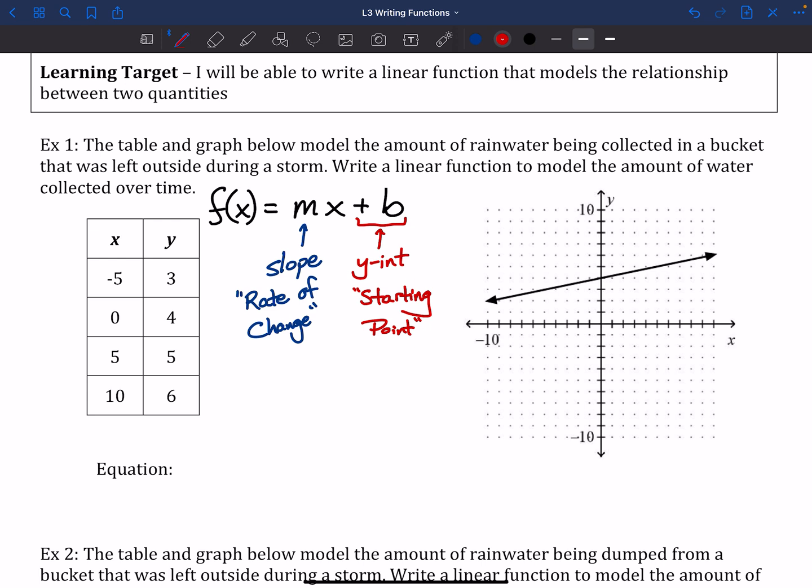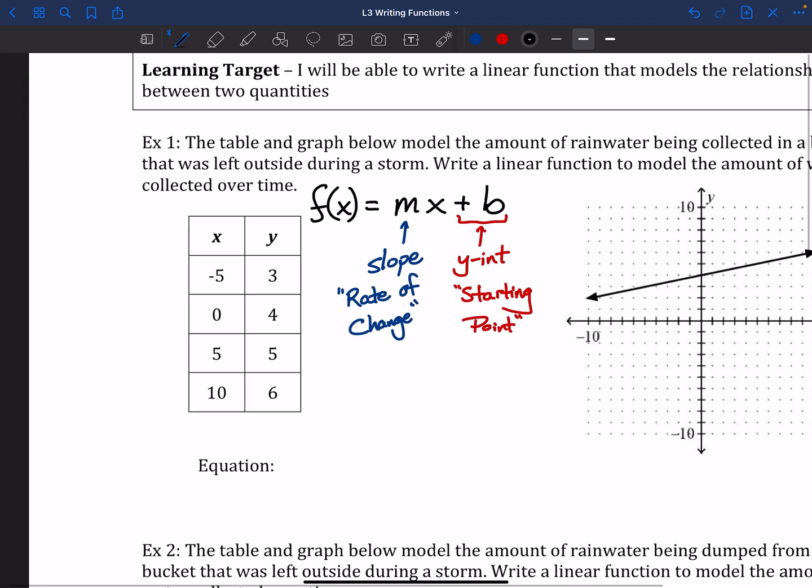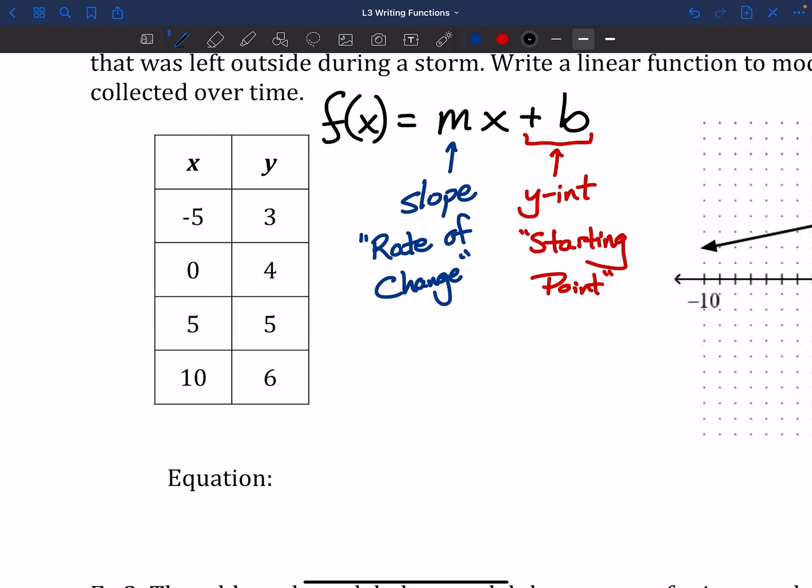If we think about the rate of change and starting point, that's going to make things a little bit easier for us. We're still going to connect that to the graph and the table of values. So let's take a look at the table of values first. I'm just going to ignore the graph for a minute. If I wanted to figure out what the y-intercept is, I need to figure out where the x column has a 0. So I just look for where it has a 0. My y-intercept is straight across from there. So my y-intercept here is 4.